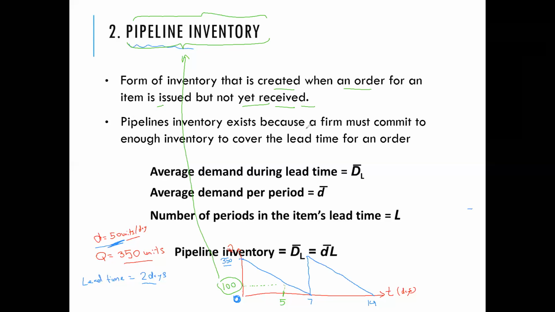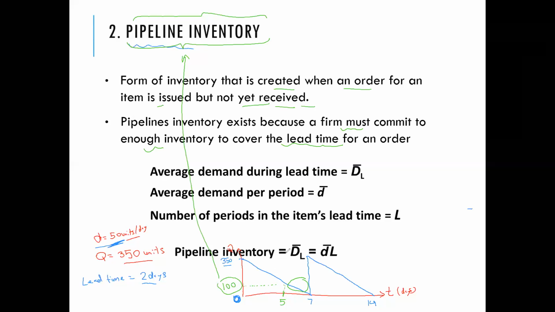These inventories exist because a firm must commit to enough inventory to cover the lead time for an order. What does that mean? The reason we have these 100 units in stock is because we still have 2 more days left before we get our new order. And we need to have enough stock with us so that we can live these 2 days without incurring a stock out. And that is in essence what we call pipeline inventory.